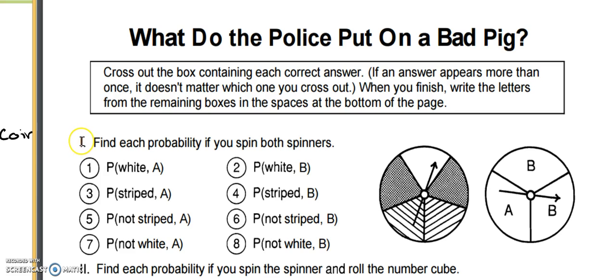It says, find each probability if you spin both spinners. All right, I've got one spinner here with 1, 2, 3, 4, 5 sections. 2 that are striped, 2 that are not striped, and 1 that is white. And I have another spinner with 3 sections, 1 that has A and 2 that have B.